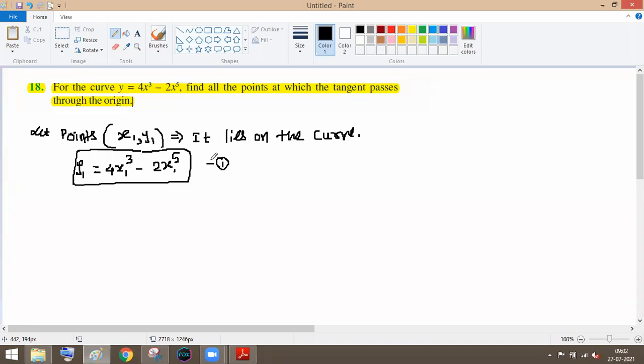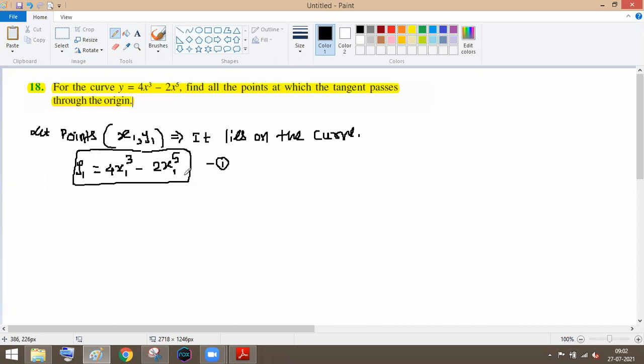I'll assume that the points are basically x1 comma y1. Now we have to calculate the value of x1 and y1. But we know that it lies where? The point lies on the curve, so it must satisfy the equation of the curve. And that's why we can say that y1 equal to 4x1 cube minus 2x1 to the power 5.